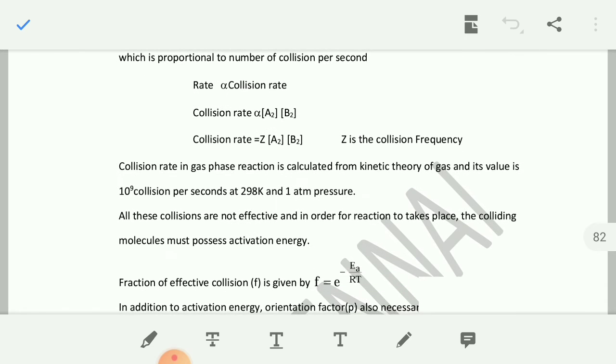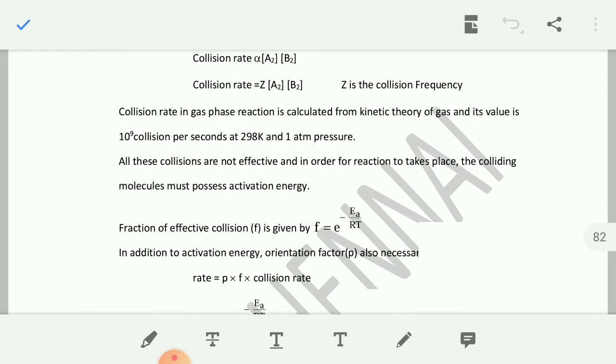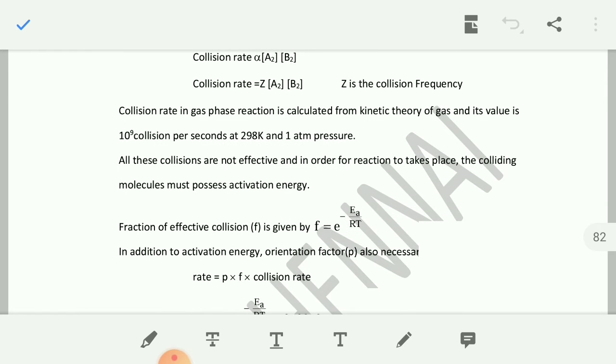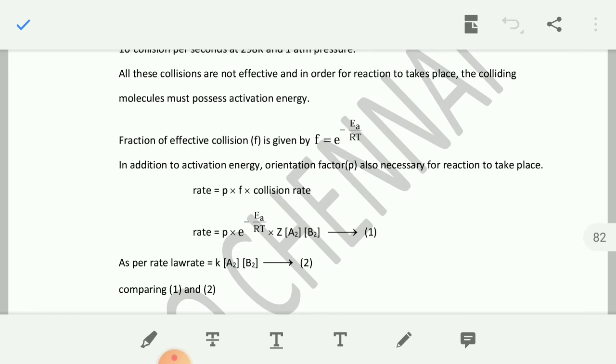Collision rate in gas phase reaction is calculated from kinetic theory of gases, and its value is 10^9 collisions per second at 298 Kelvin and 1 atmospheric pressure. All these collisions are not effective, and in order for a reaction to take place, the colliding molecules must possess activation energy. So the fraction of effective collisions, f, is given by f = e^(-Ea/RT).